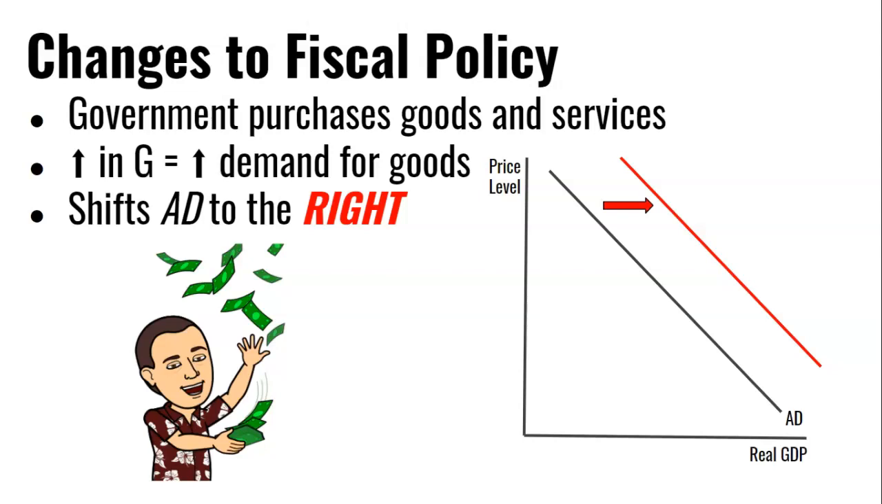So if they're buying more stuff, everything else being equal, we would see aggregate demand shifting to the right. And if for some reason the government were to cut spending, as if that's ever happened, but let's pretend it does, then it would cause aggregate demand to shift to the left.